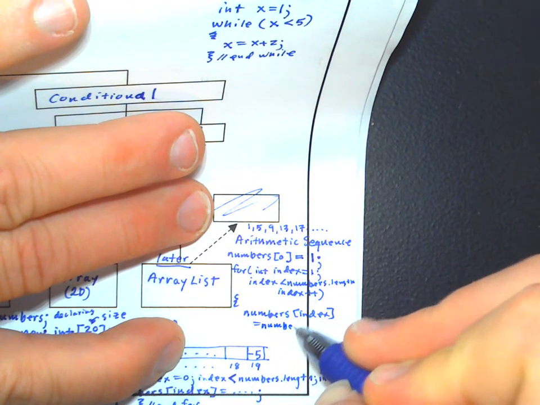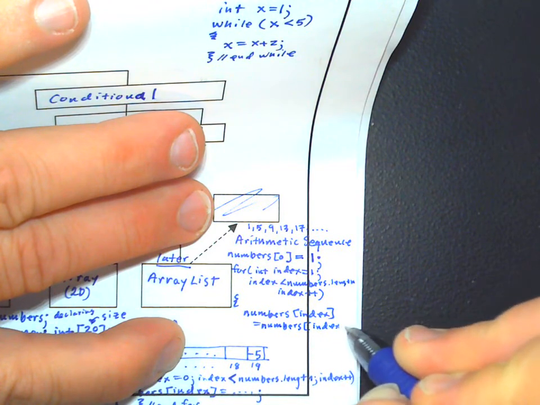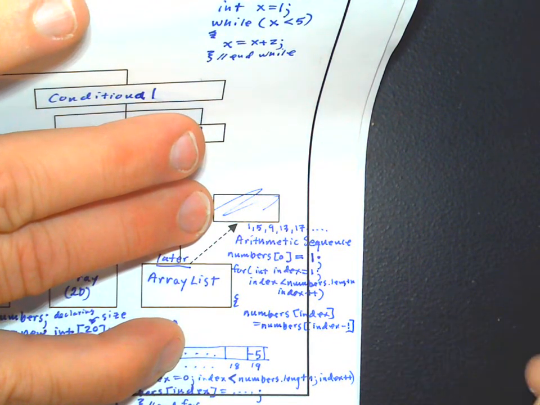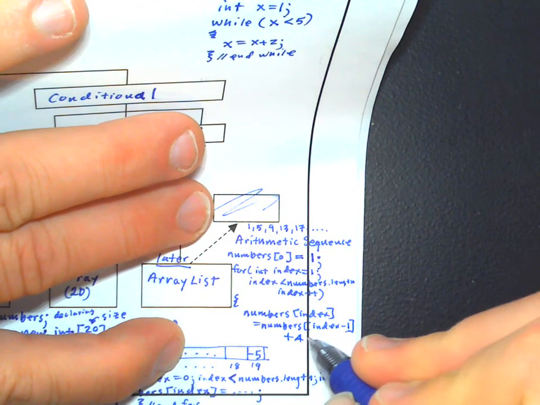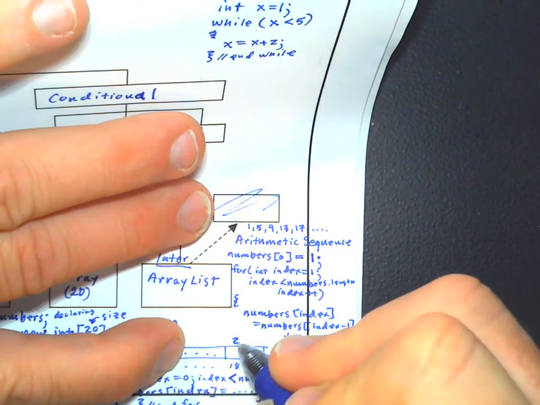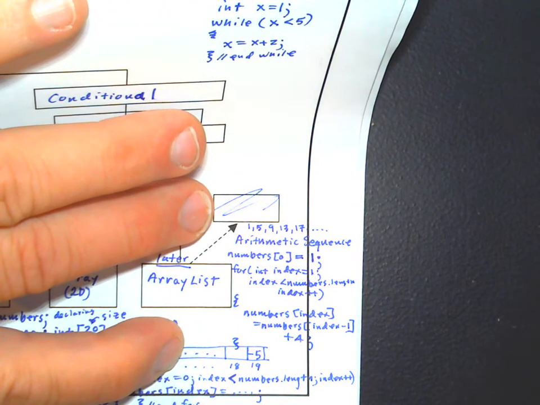Well, we do numbers index minus 1. That will give you access to the previous spot, and then we will add 4 to it. And then that would fill the array. The for loop would just fill the array for you automatically, starting at 1 and add 4 each time. Or whatever you want to do to it.